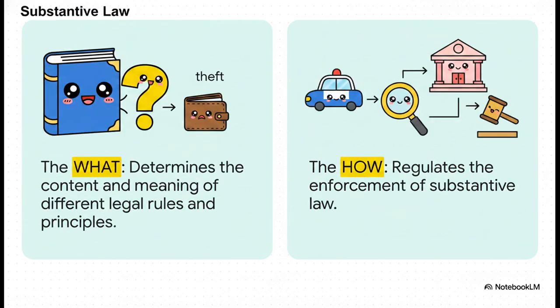Now listen up, because this next one is absolutely crucial, especially for exams. It's the difference between substantive and procedural law. The easiest way to remember this is what versus how. Substantive law tells you what the rules are. It defines your rights and says things like theft is illegal. Simple. Procedural law, on the other hand, tells you how those rules get enforced. It's the process. So if someone steals from you, it lays out exactly how the police investigate, how an arrest is made, and how the court trial is run. You really can't have one without the other.